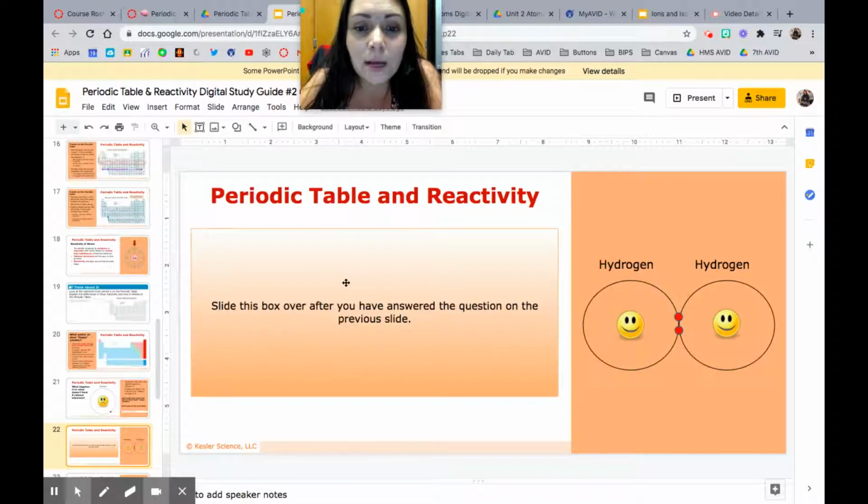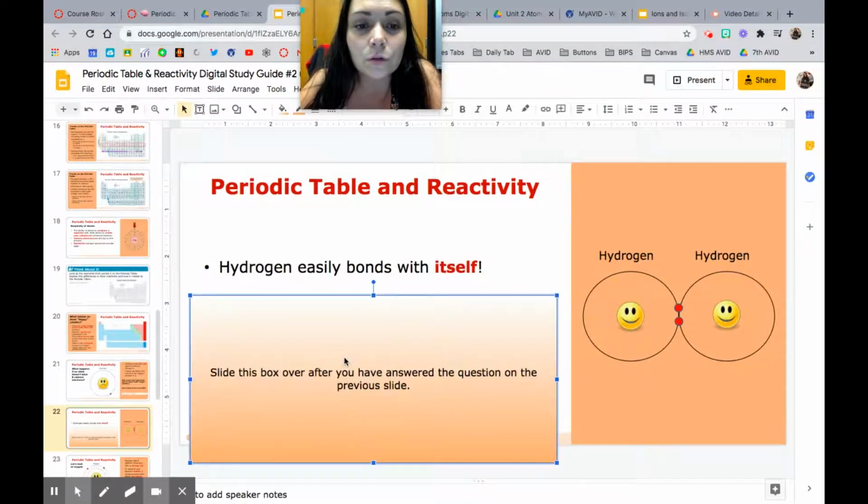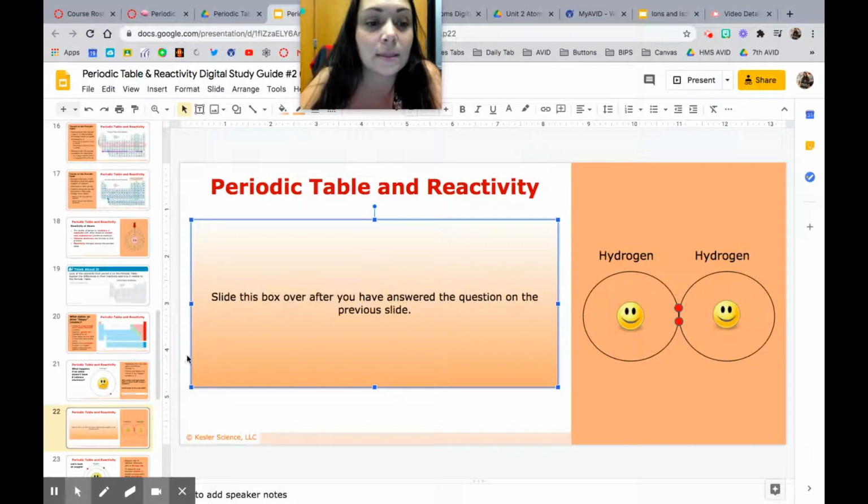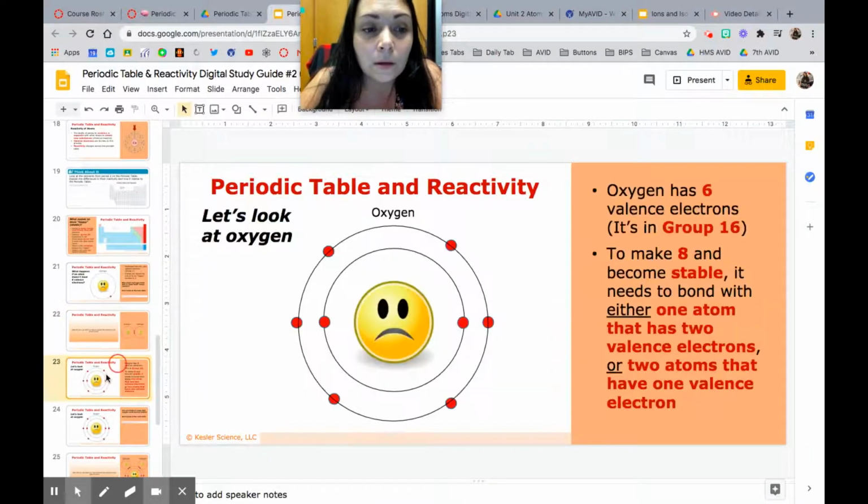And it says slide this box over after you've answered the question on the previous slide. So scroll it down, and then it gives you the answer. So hydrogen bonds easily with itself. Okay, go to the next one.